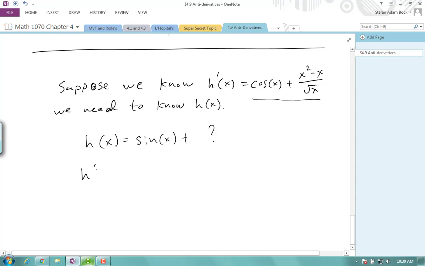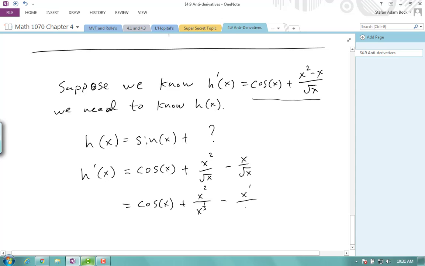So what I should do is rewrite it in simplest terms possible. I want the most basic functions I can possibly come up with. So cosine of x, I can't go much past that. But x squared minus x over the square root of x, I can rewrite into separate fractions. And I can rewrite the square roots as powers. So this is x squared divided by x to the 1/2 minus x to the 1 divided by x to the 1/2.